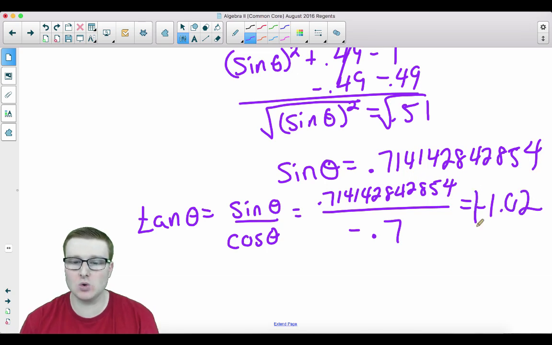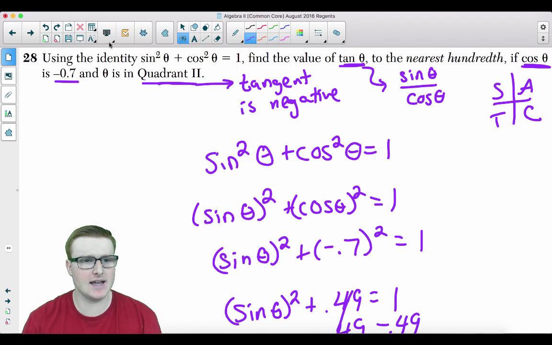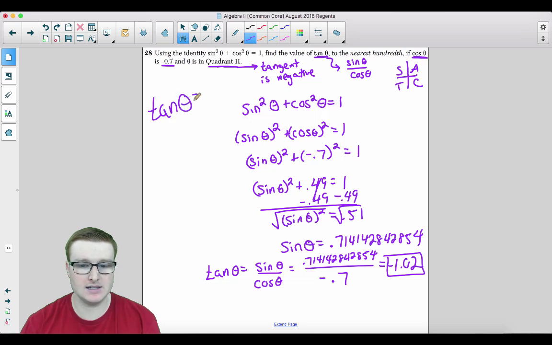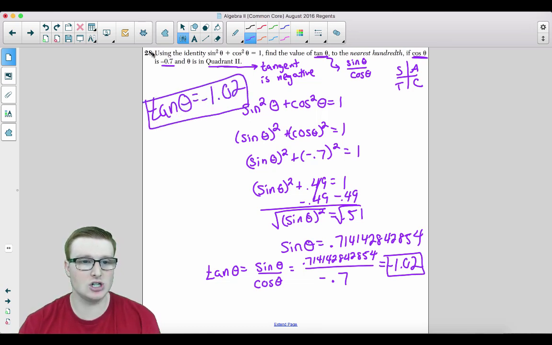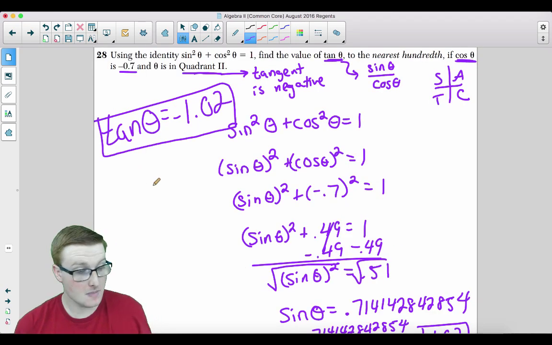And just to make sure, ladies and gentlemen, is your answer negative like I said? Yeah, it's negative. So we know for sure that we got that question right. So your answer, tan of theta, is equal to negative 1.02. That is the answer to question number 28. Moving on to 29.